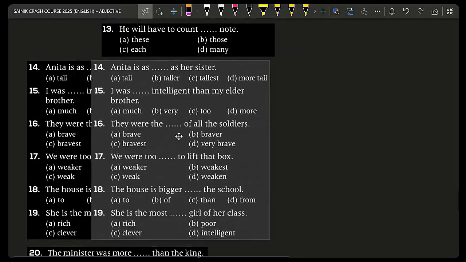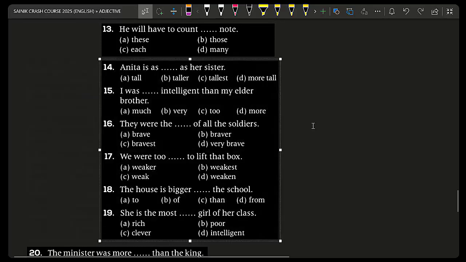Yes, read the question. He will have to count dash notes. His note, these note, those note, each note, many notes. These note? These is used for plural, Manaswini. Those, sir? Those also plural only. These means it is near us, those means it is far from us, but both are plural. Each is used for singular, right? Yes, sir. So each is correct.